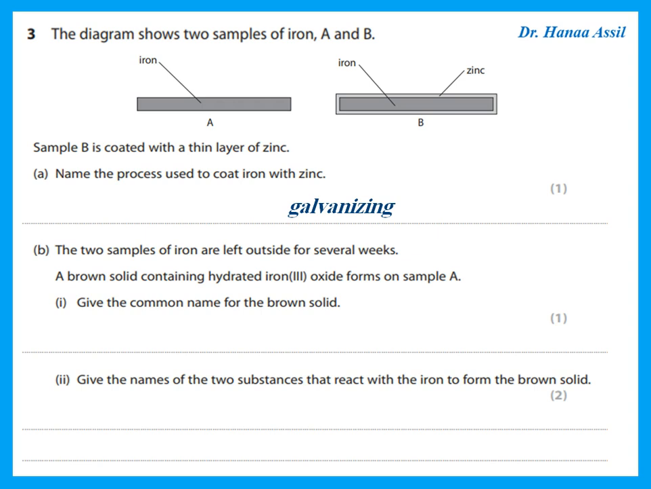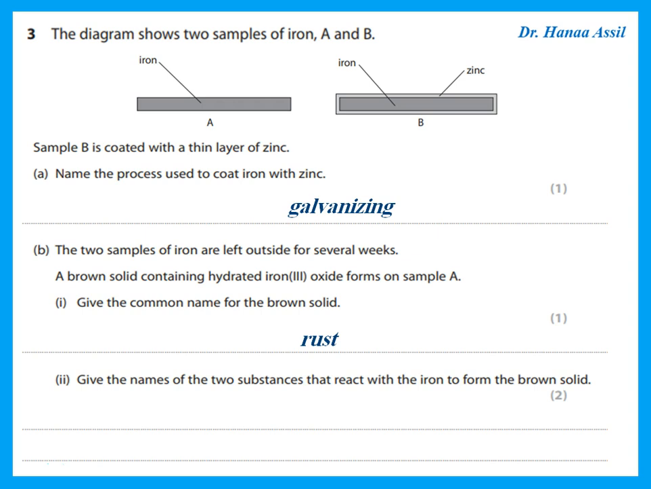The 2 samples of iron are left outside for several weeks. A brown solid containing hydrated iron 3 oxide forms on sample A. Of course, sample A is iron that is not protected in any way. It will become hydrated iron 3 oxide. What is the common name for this brown solid? Of course, what has happened to the iron? That brown solid is what we refer to as rust. So that is the common name.